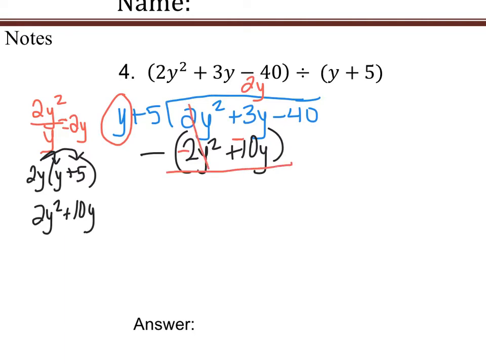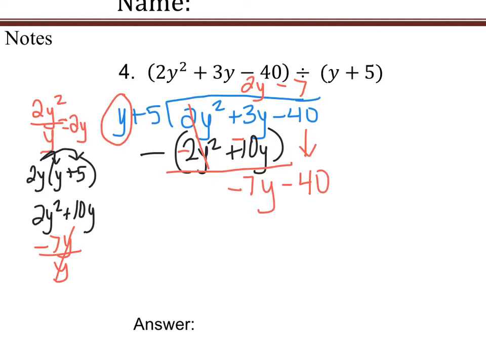So when I subtract, those get canceled out, and I've got 3y minus 10y gives me a negative 7y, and then I bring down my minus 40. Okay, I start my whole process over again. I'm going to divide my y into my negative 7y. So again, over here on the side, negative 7y divided by y. My y's cancel out, so I'm left with negative 7. Put that up on the top.